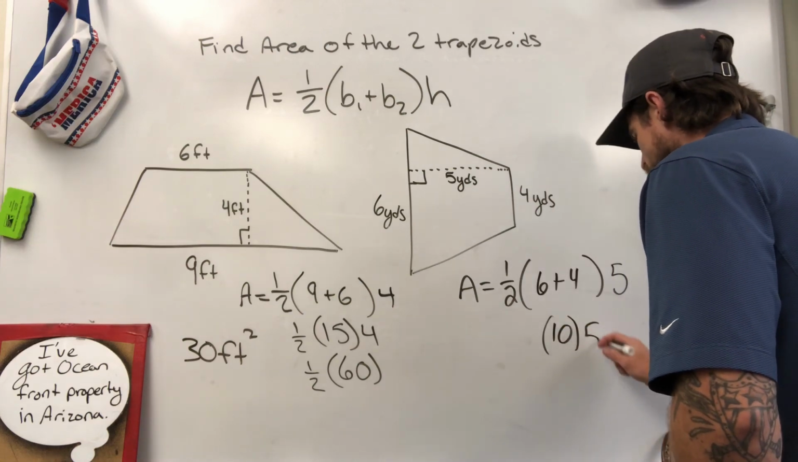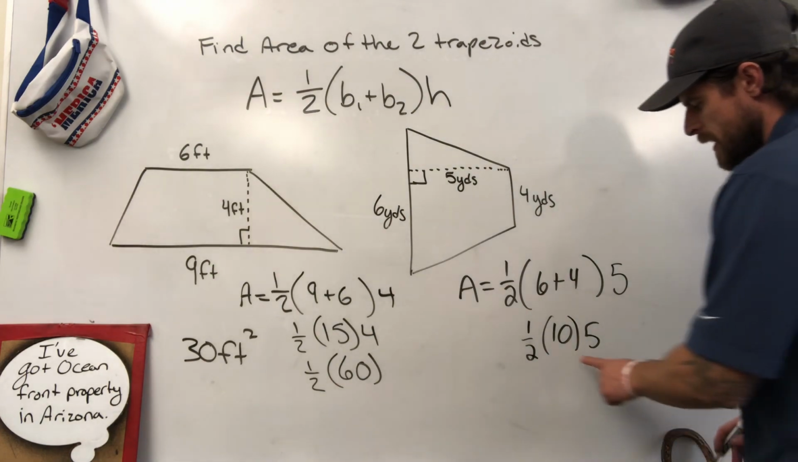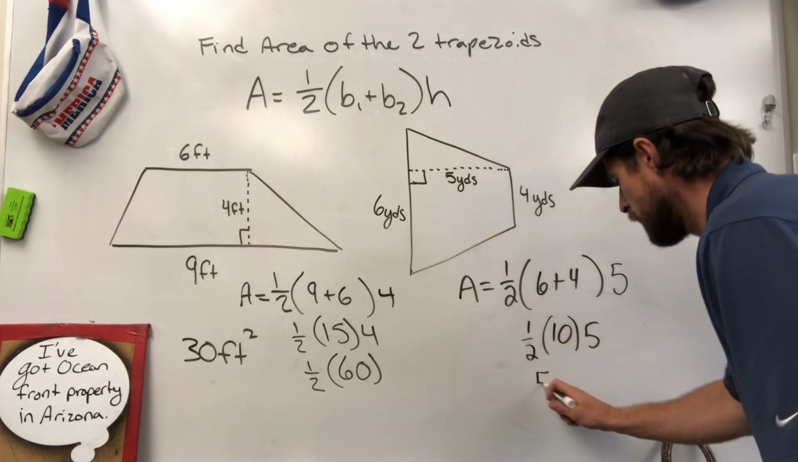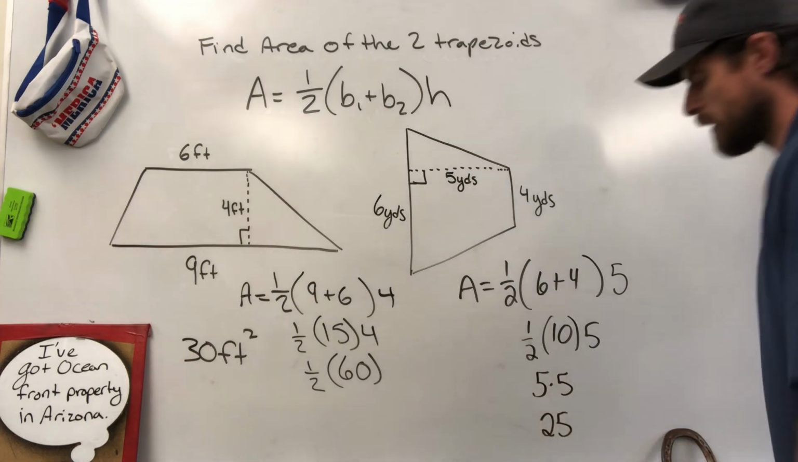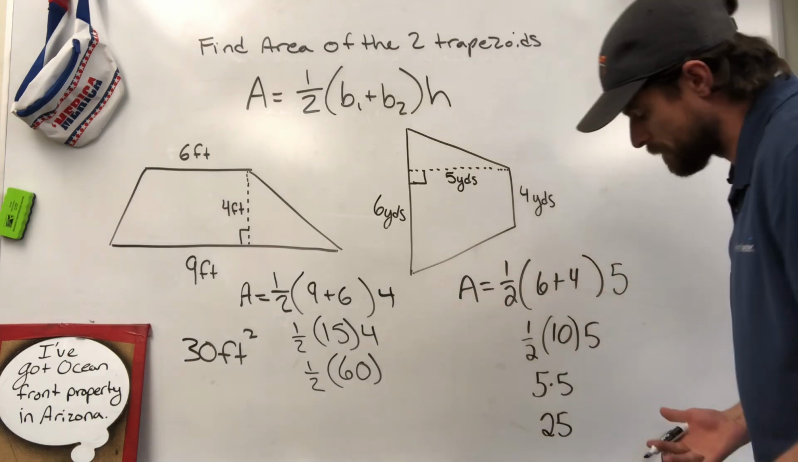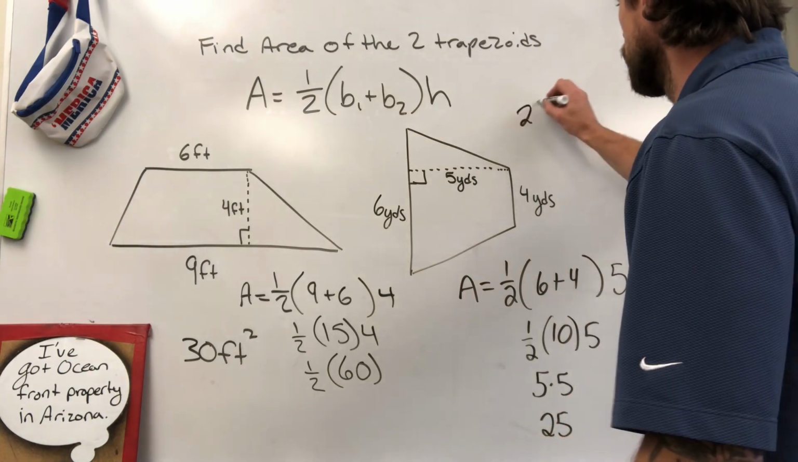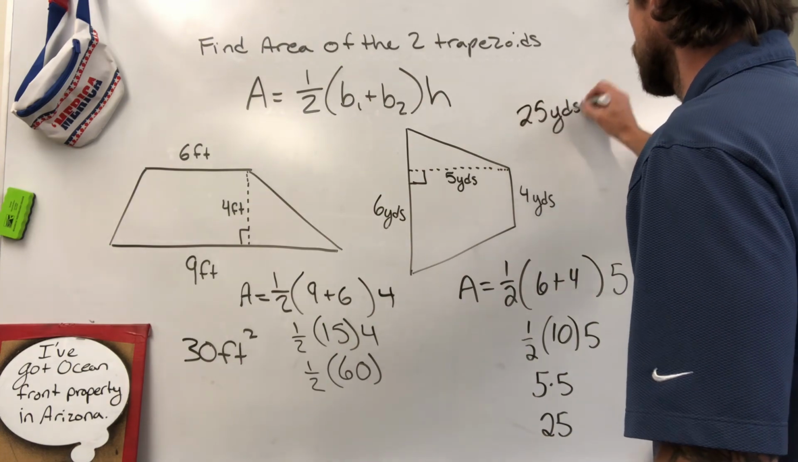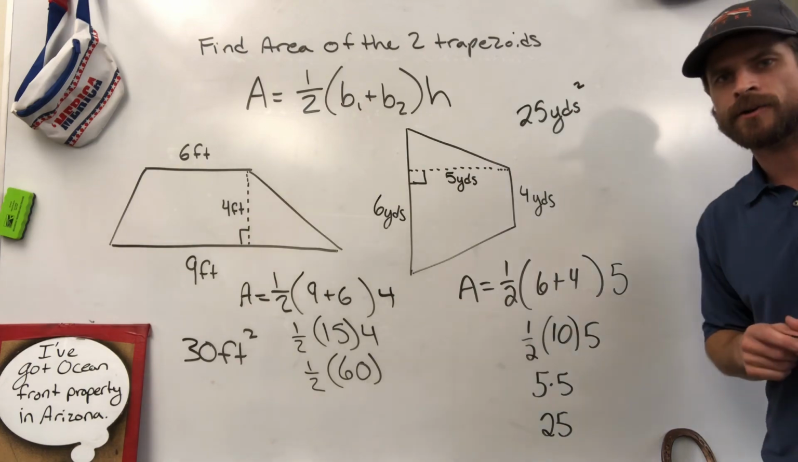I still got to multiply that 10 by 5 or by 1/2. Your choice, whichever one you want to do first here. Half of 10 is 5 times 5 more would give me 25. That's not a very good answer. It's an answer. It's acceptable. I'll be happy if a kid gives that, but I'd be a lot happier if they said 25 yards squared. Study hard and good luck on your upcoming test.